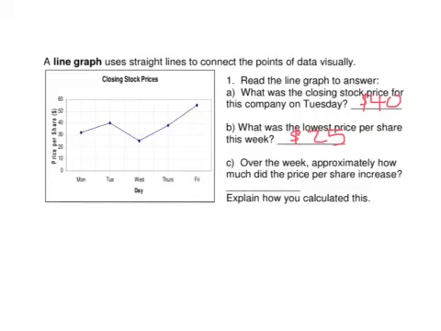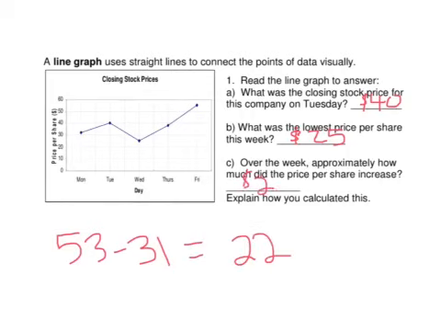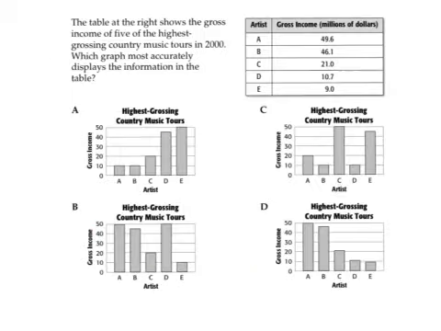Over the week, approximately, how much did the price per share increase? So it started at about $31. And at the end of the week, it went up to about $53. So if we were to subtract that, we would get 22. So over the week, it raised $22. So that's just an example of information.